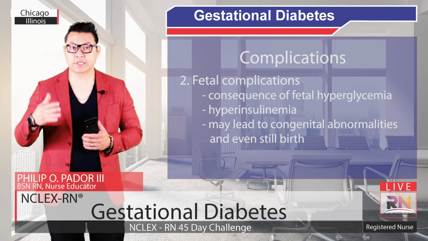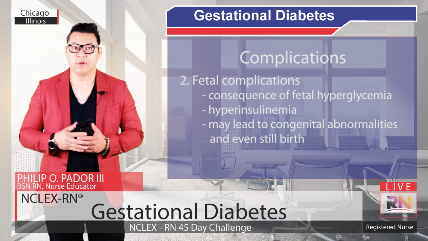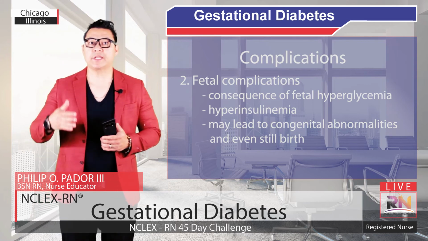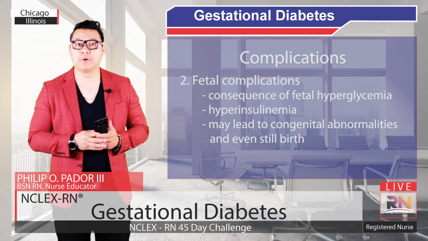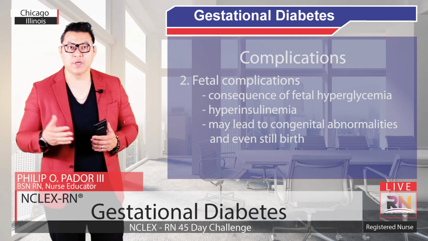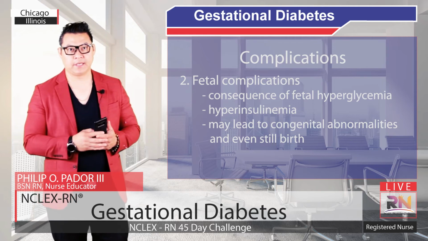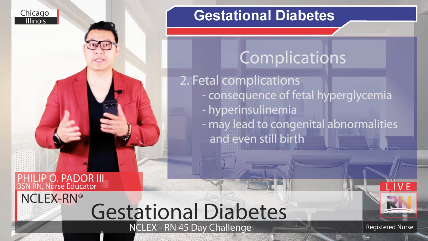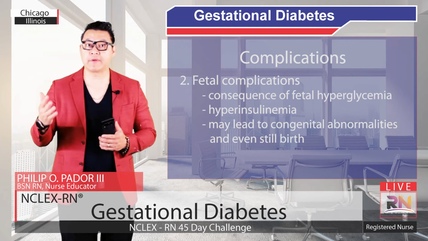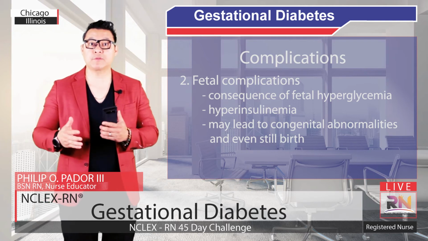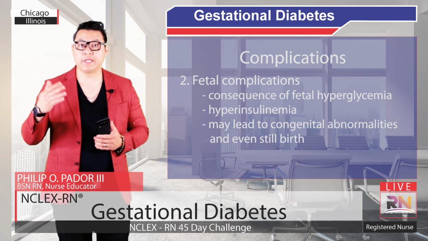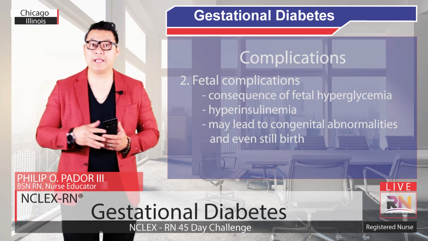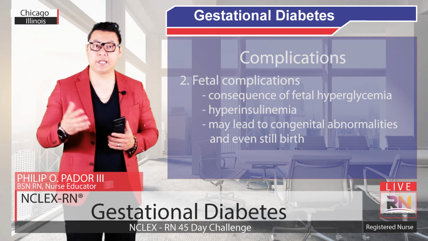Fetal complications occur as a consequence of fetal hyperglycemia. With fetal hyperglycemia, you get fetal hyperinsulinemia. Fetal hyperinsulinemia means that there will be more glucose uptake by fetal tissues, causing macrosomia, or a big baby. Fetal hyperglycemia also means fetal osmotic diuresis occurs, which means that the fetus will pee more because of the diuretic effects of the glucose. Because the fetus pees more and more, fluid will build up within the amniotic sac, causing polyhydramnios. Fetal hyperglycemia may lead to congenital abnormalities and even stillbirth.